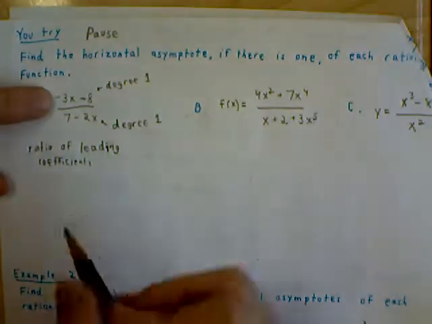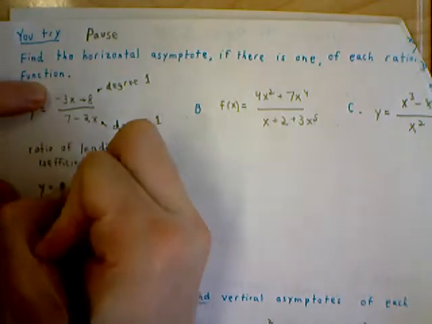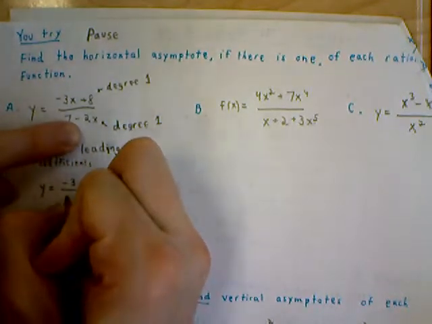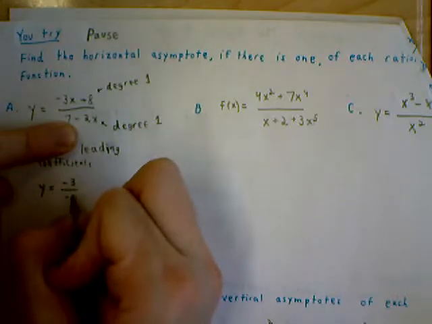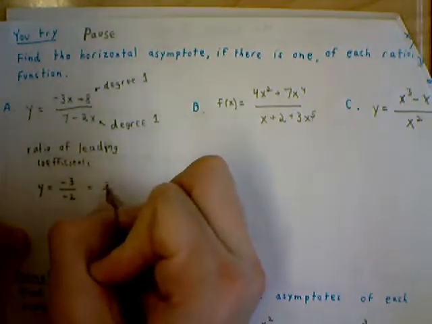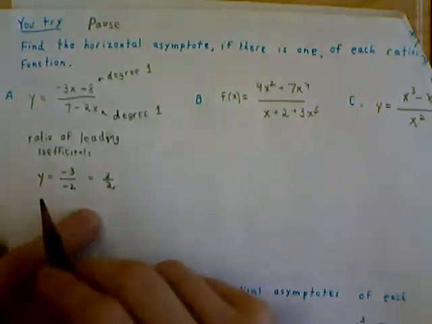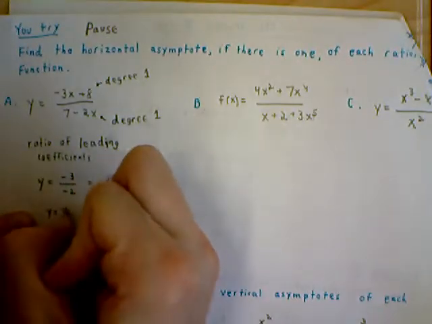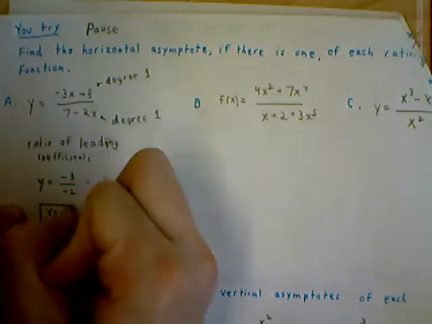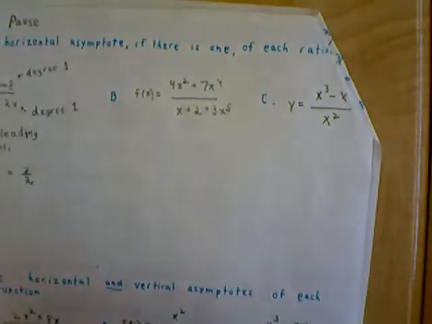So I have negative 3 over negative 2, or 3 halves. So my horizontal asymptote is y equals 3 halves. All right, let's move on to B.